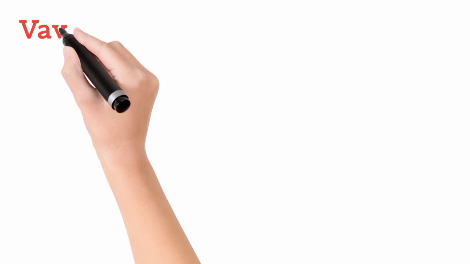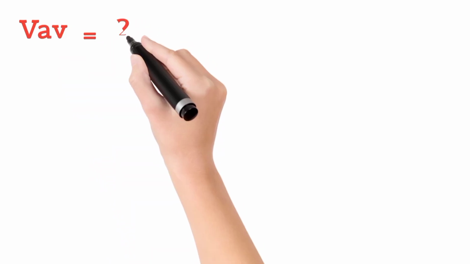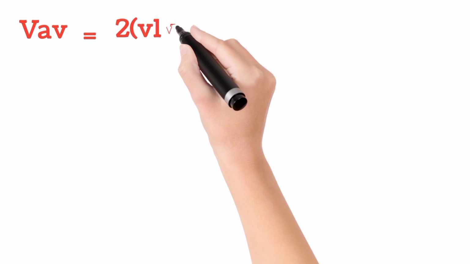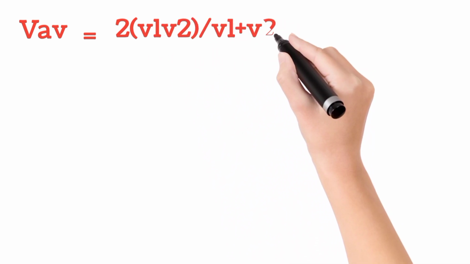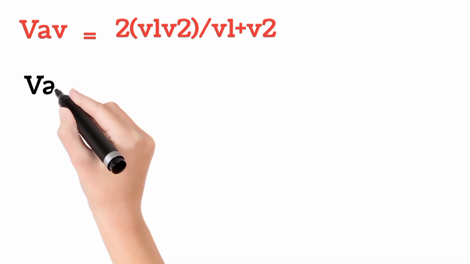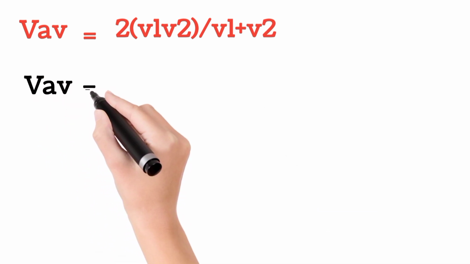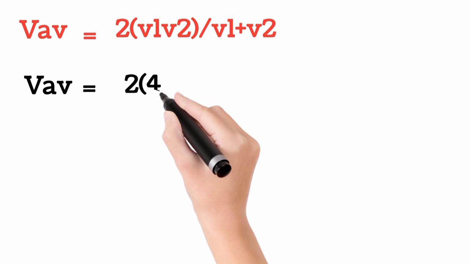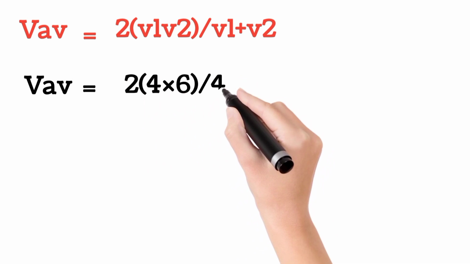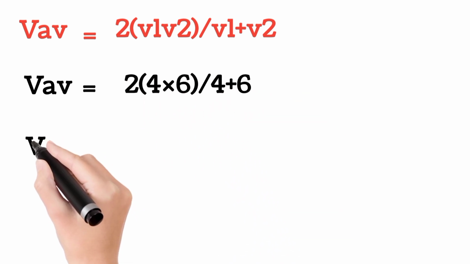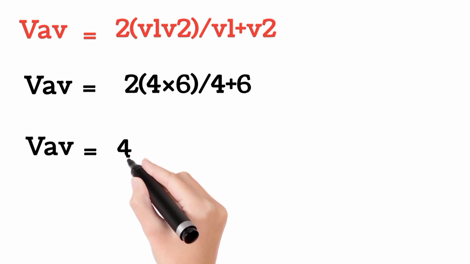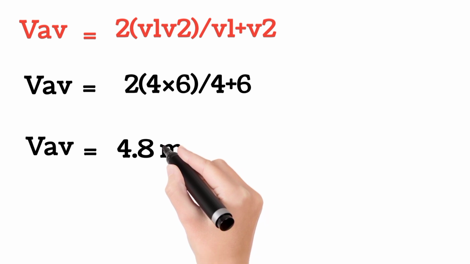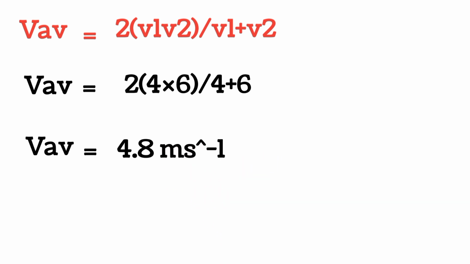As the average speed is equal to 2 V1 V2 divided by V1 plus V2, if we replace all the values in the given formula, here is 2 times 4 times 6 divided by 4 plus 6. V average of the body is equal to 4.8 meters per second. These are some competitive exam MCQs of average velocity and relative velocity.